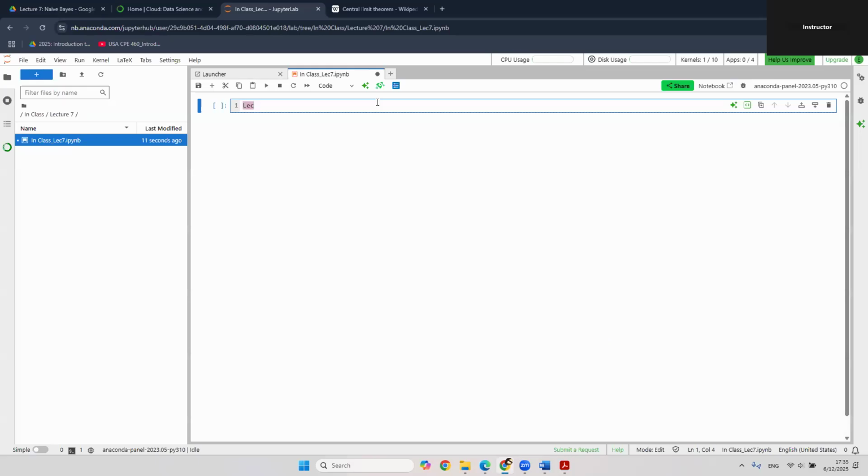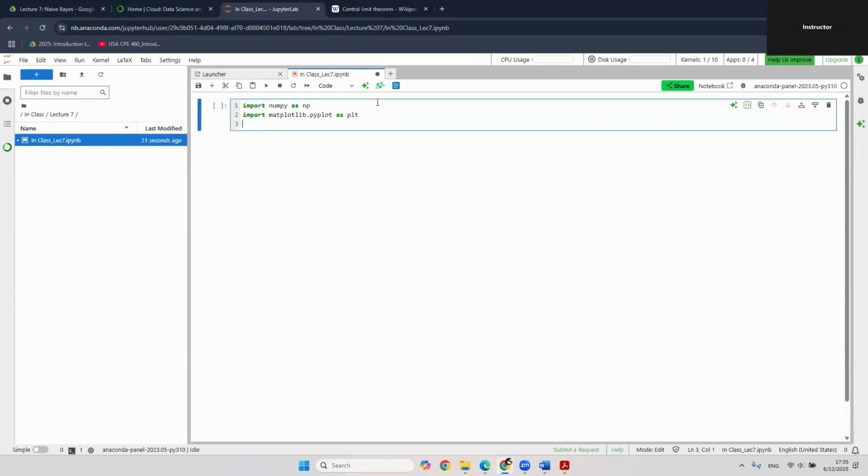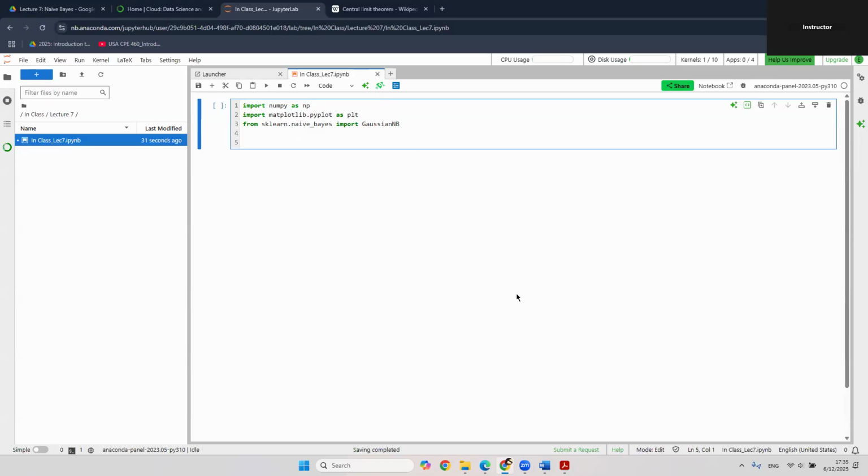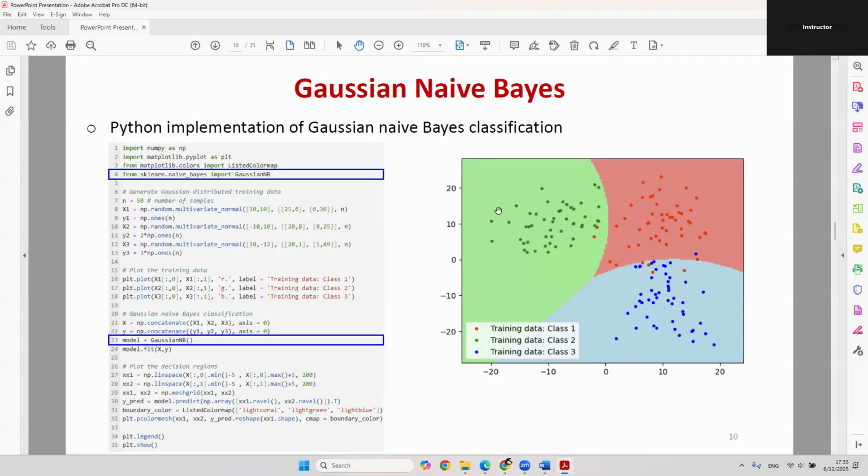Okay, so in this example, I know no matter what, I'll have to import numpy and import matplotlib.pyplot. Then from sklearn.naive_bayes, import GaussianNB. Okay, now let's have a look at the example. In this example, first of all, I generate a multivariate normal distribution.